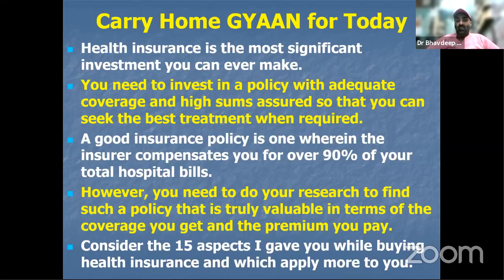So do your own research, consider those 15 aspects that I gave you while buying health insurance, and which apply more to you. I told you my 6 or 7 in that list. You can pick your 6 or 7. Obviously, no policy will have all the 15 aspects. If somebody has 15 aspects, your premium will go over the roof. But you need to draw a line somewhere. You need to understand what factors can affect you. Yes, sometimes it can be a lottery. Maybe you leave out a factor.